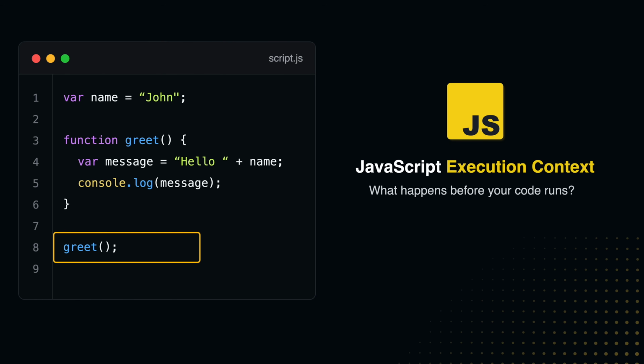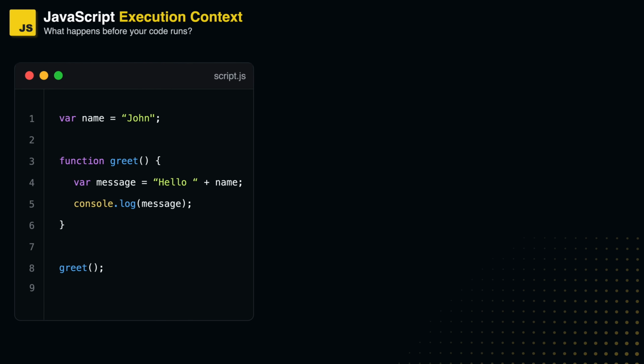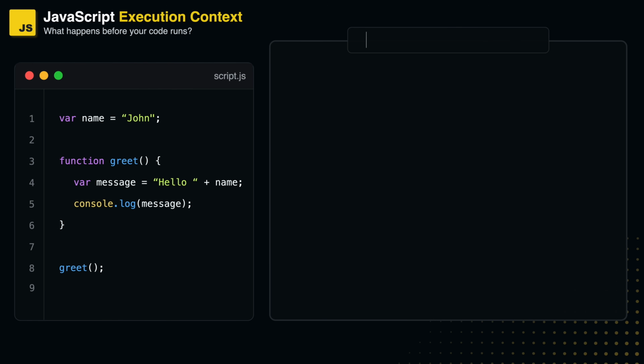Before JavaScript even runs the first line, it already starts preparing things in the background. So in this video, let's slow everything down and watch how JavaScript actually executes this code. When JavaScript starts running a file, it creates something called the global execution context. Think of it like the main workspace where JavaScript manages the code that exists outside any function.